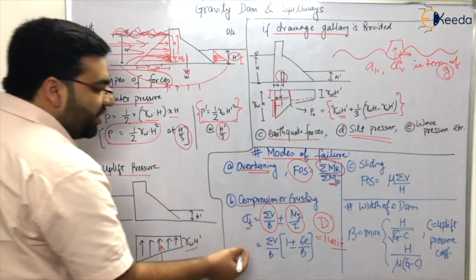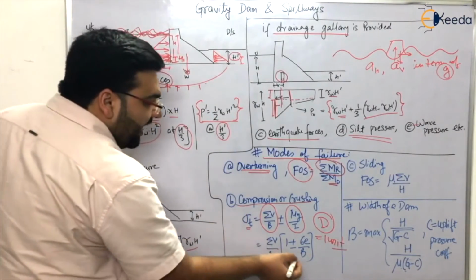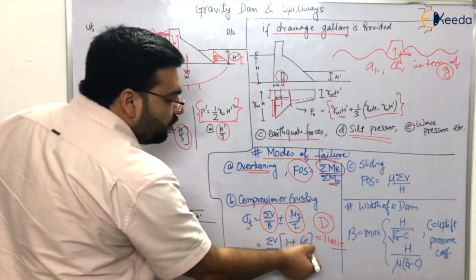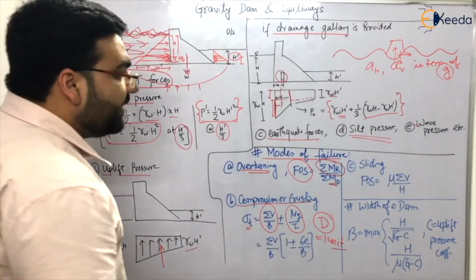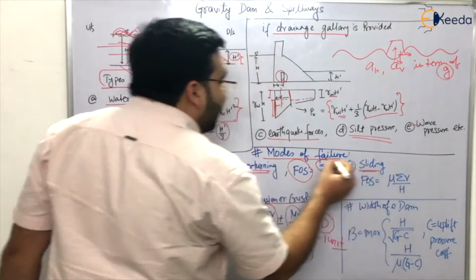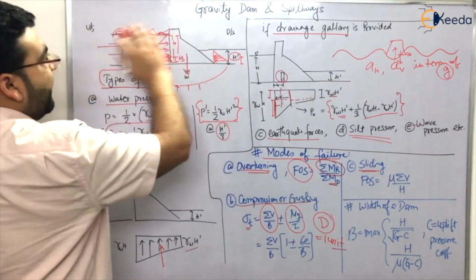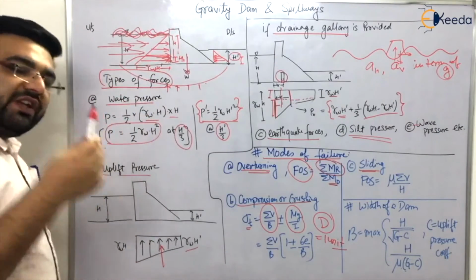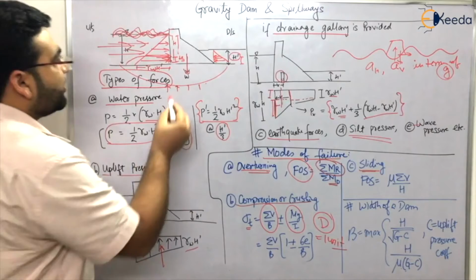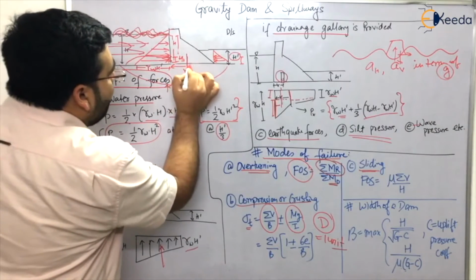Now for no tension, if you put it equal to 0, your e will come out to be B by 6. You know all these things, right? e will come out to be B by 6, right? Now it can also fail by sliding. If the horizontal forces are very high, this dam can slide, right? On which factor does it depend? It will depend upon the coefficient of friction.